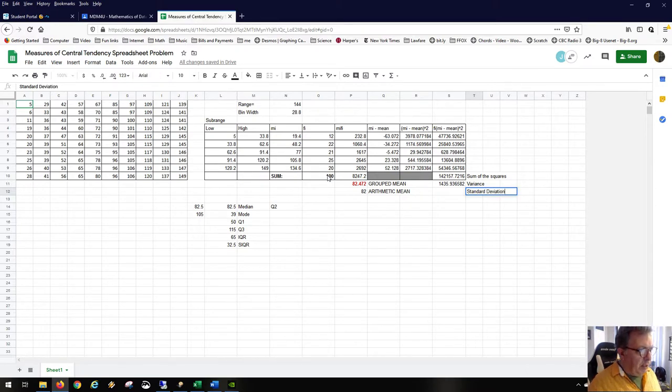But what we want is a standard deviation, and this is the square root of the number above that. So we go SQRT, and then take the number above that, and the standard deviation is 37, almost 38. And that's how you get the standard deviation for that.